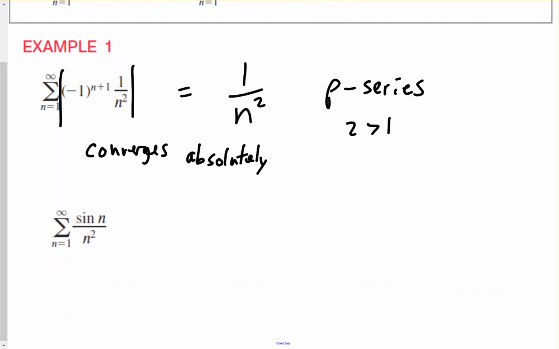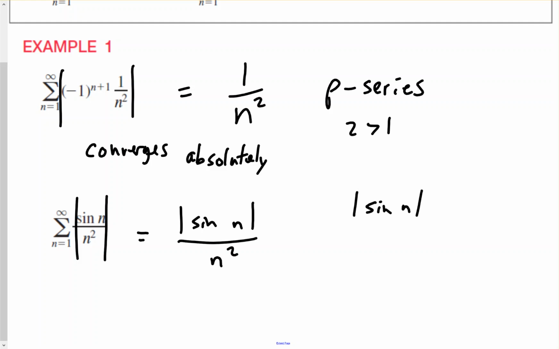Okay, let's take a look at this next one. We have sine of n over n squared. Now when we take the absolute value, that means we would have absolute value of sine n. The denominator, when it's squared, turns positive anyway. Now, keep in mind that this is going to behave kind of like 1 over n squared, for the reason that when you take the absolute value of sine n, well, think about sine in general.